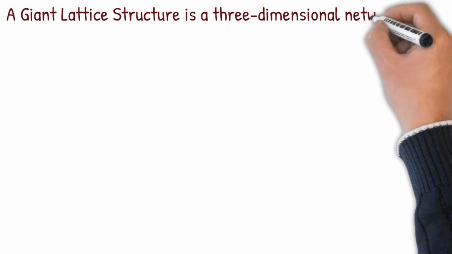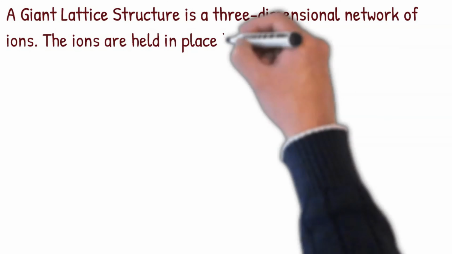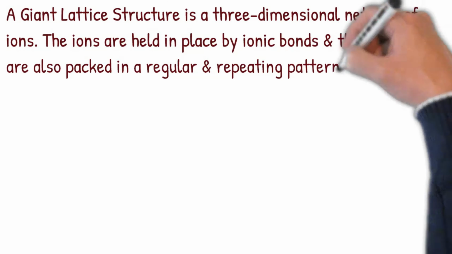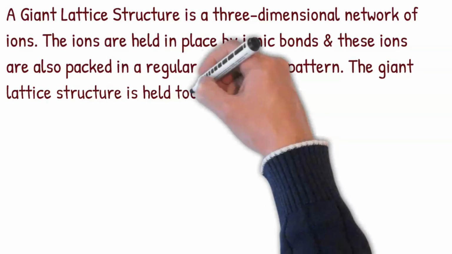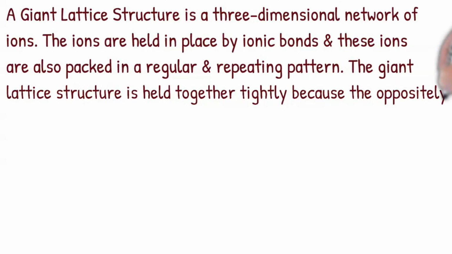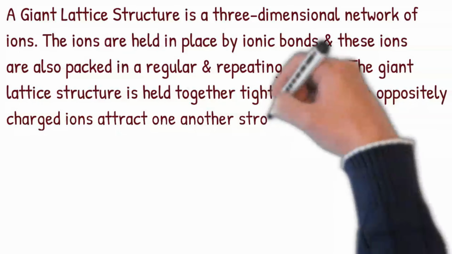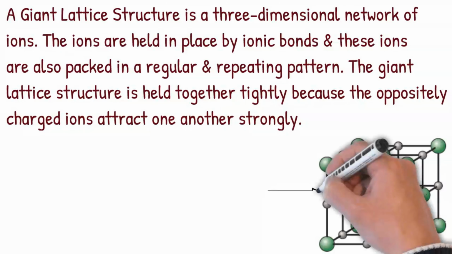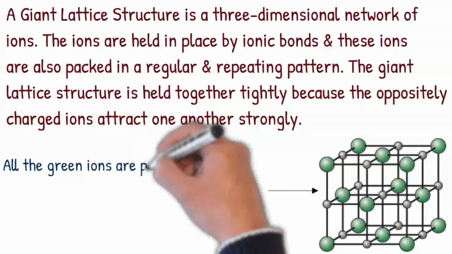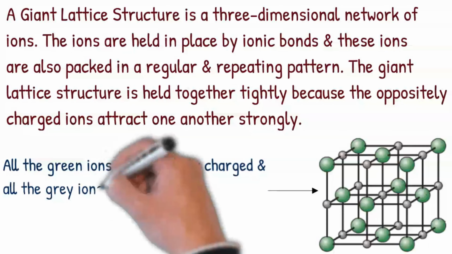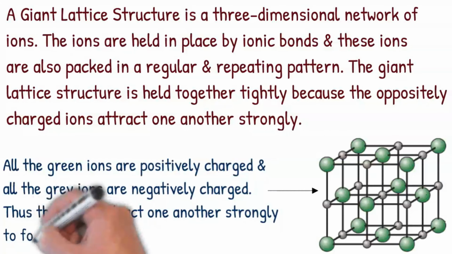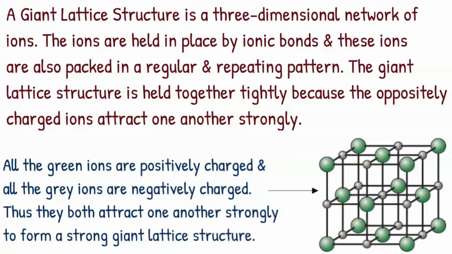A giant lattice structure is a three-dimensional network of ions. The ions are held in place by ionic bonds, and these ions are also packed in a regular and repeating pattern. The giant lattice structure is held together tightly because the oppositely charged ions attract one another strongly. All the green ions are negatively charged and all the gray ions are positively charged, thus they both attract one another strongly to form a strong giant lattice structure.